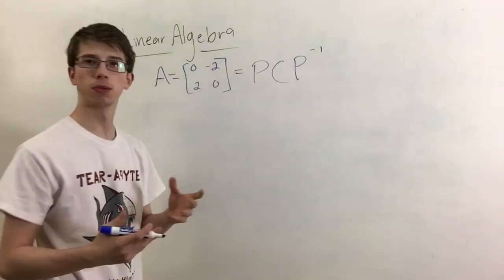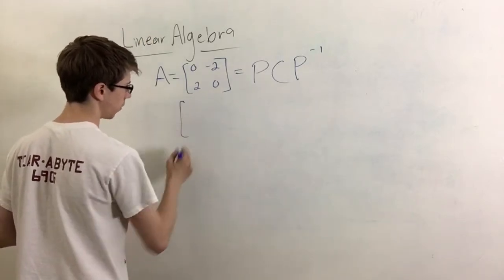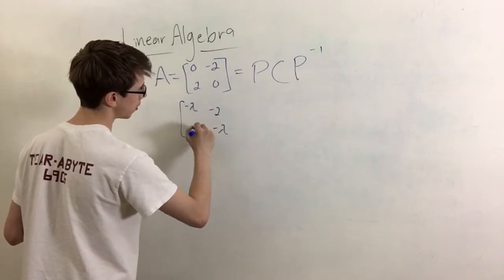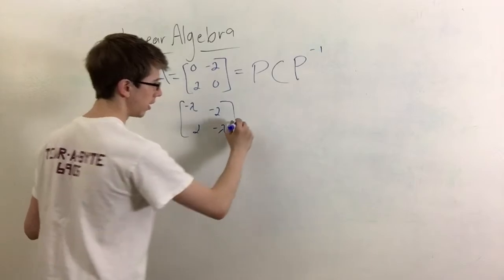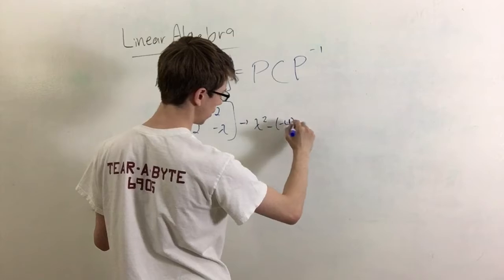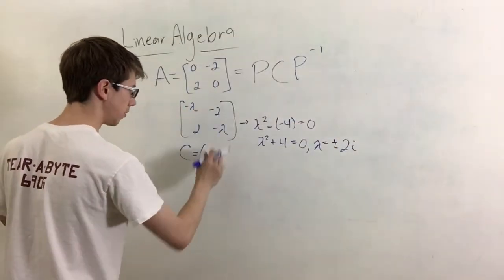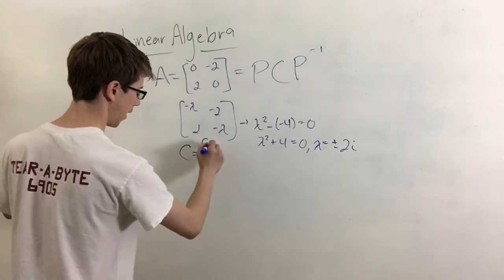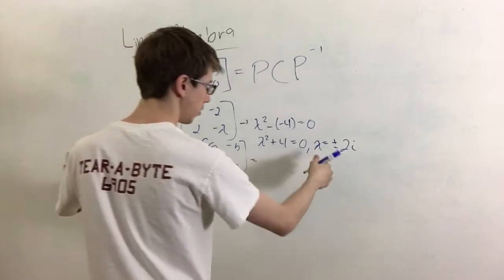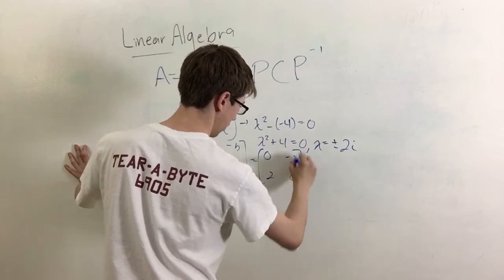The first thing we need to do is find the eigenvalues of A. So we're going to subtract lambda, so we're going to need negative lambda, negative 2, and 2. Then the characteristic equation is lambda squared minus negative 4 is equal to 0, so plus or minus 2i. If we recall correctly, C is equal to a, negative b, b, a, and then a is 0 and b is 2 here, so that's the same thing that we had already.